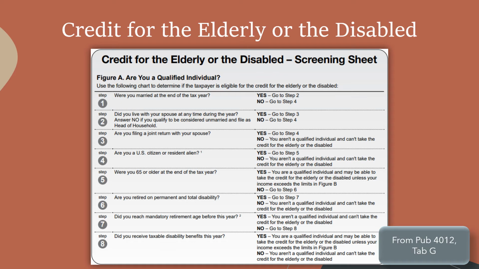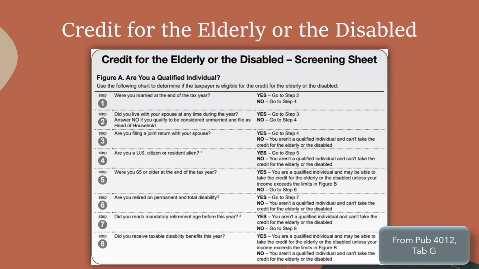And then step 3 is, are you filing a joint return with your spouse? If they are, yes, they can move on. If not, they aren't a qualified individual and can't take this credit. So where this is leading us is if our taxpayers are married and they lived together, they need to be filing a joint return. Otherwise, they don't get to claim the credit.